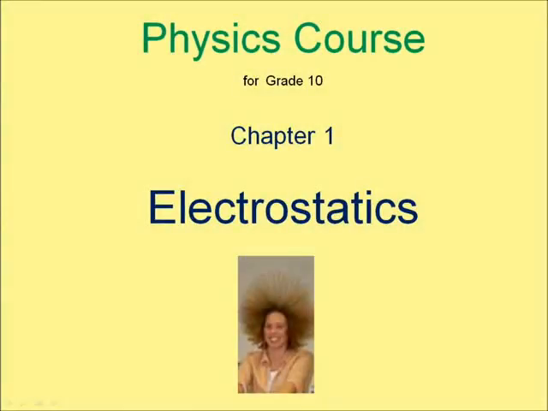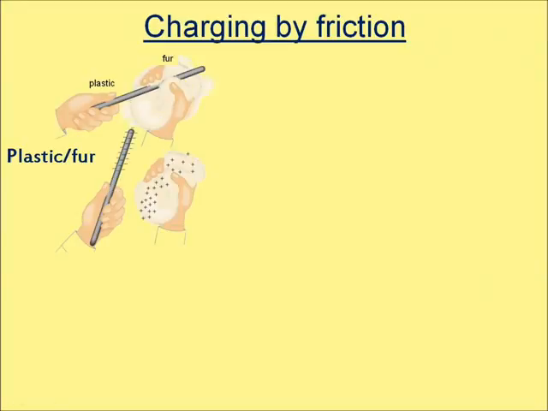I am going to introduce the electrostatics chapter for you in grade 10. Let's start with charging by friction. We will consider a plastic rod and a piece of fur. We will rub the plastic rod against fur. It becomes negatively charged. Then we take another plastic rod that is also negatively charged. They repel each other when they are brought together.